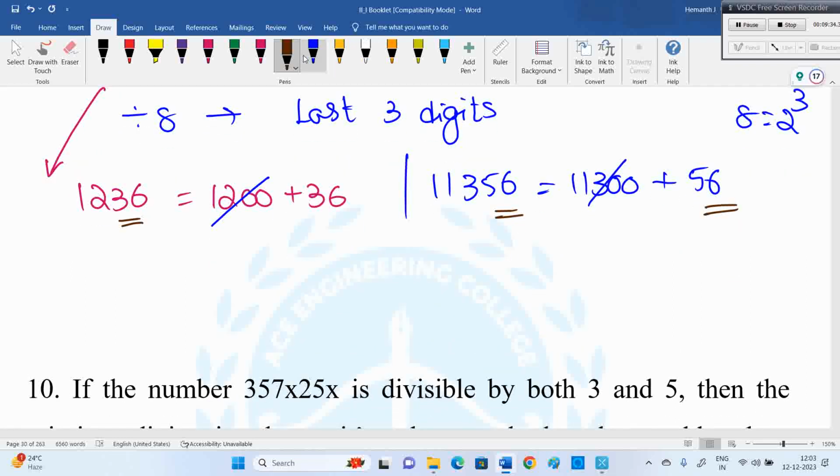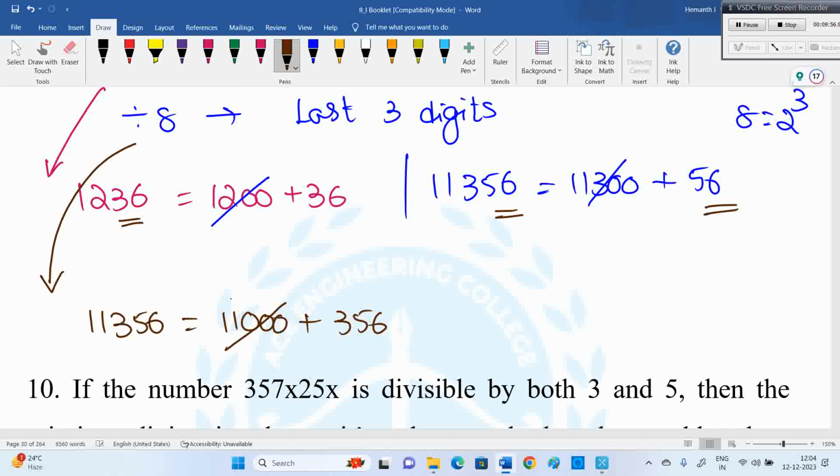Then divisibility by 8. Guys, is 1000 divisible by 8? 8 into 125 times is 1000, so 1000 is divisible by 8. Now, with the same number 11,356, I can write this as 11,000 plus 356. 11,000 is divisible by 8 for sure. Any thousands, 1000, 2000, 3000, 4000, are divisible by 8. Then what is left over? 356, which is nothing but the last 3 digits. If it is divisible by 8, then obviously the entire number is divisible by 8.